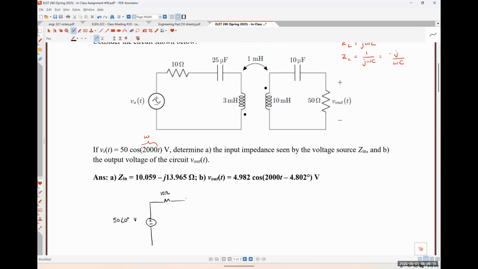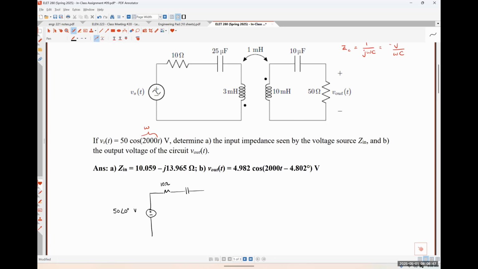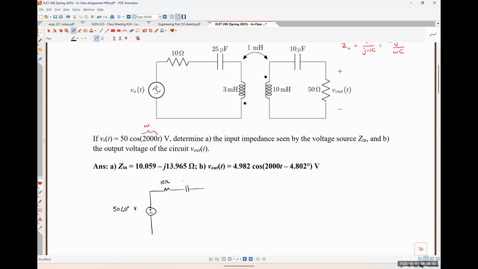Now we have our 25 microfarad capacitor. I'm just going to throw this into my calculator really quickly. I'm typing in 1 over 1i times our angular frequency of 2000, and then we have a capacitance of 25 microfarad. Does anybody remember what the prefix micro means? 10 to the negative 6, absolutely right. So 25 times 10 to the minus 6, and I wind up getting an impedance of negative j 20 ohms.